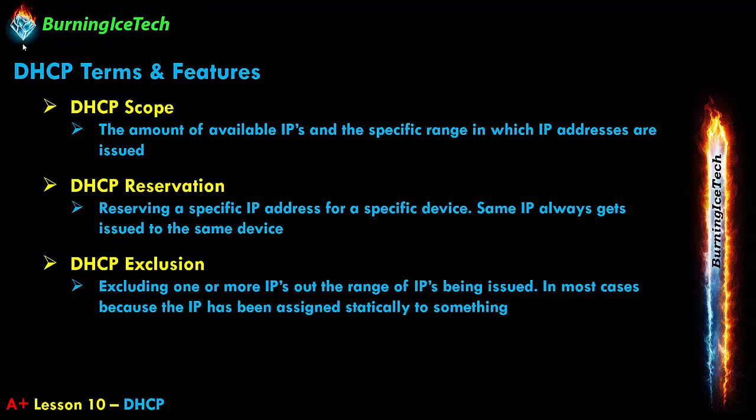We don't want that. So if you happen to have IP addresses that have been statically allocated to something, and if they happen to fall within your scope's range, it's always a good idea to exclude those one or more IP addresses, and that way the DHCP will make an exception of those specific IPs and simply not dish them out. Then, folks, DHCP lease.